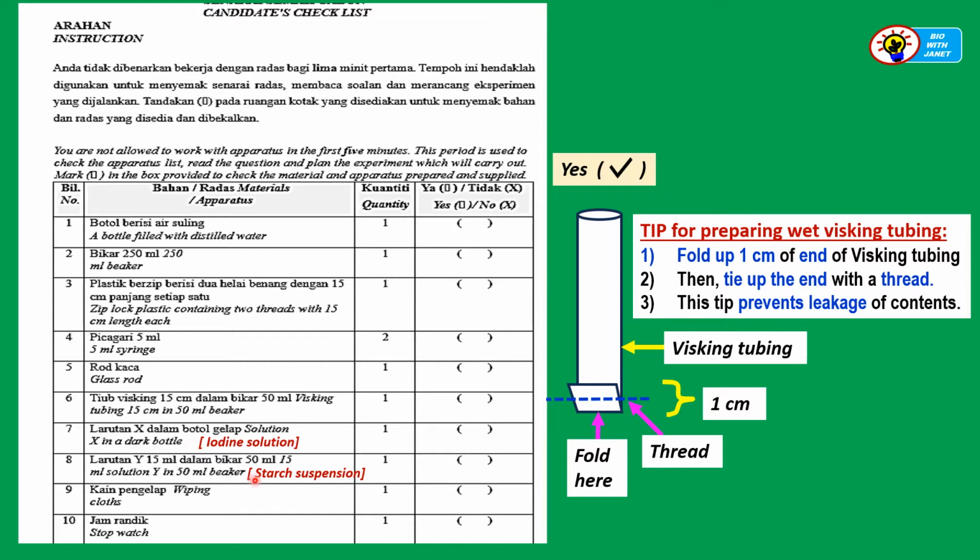And then solution Y in a 50 ml beaker. This is a suspension and actually is starch, right? From the results of the experiment, you will know that solution Y is actually starch, okay? And then you have a wiping cloth to wipe the table, and a stopwatch to time 15 minutes for soaking the whisking tubing.